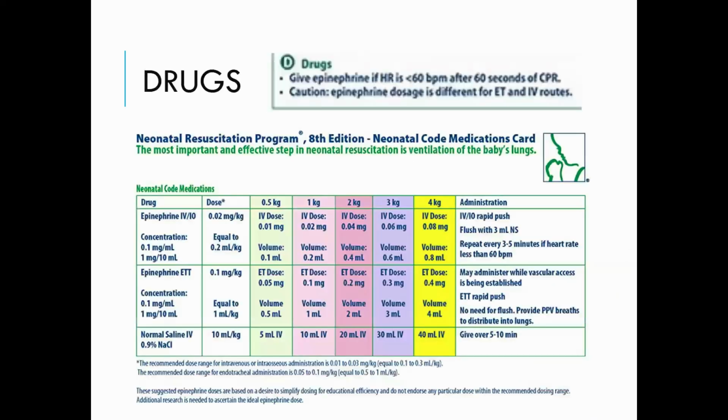Epi can be given every 3 to 5 minutes as deemed necessary. And then again, you don't need to memorize the doses. It's all available to you on the chart. All the doses are outlined very nicely depending on the route that you're going to give it. You can give it IV or IO if you have those accesses established. If not, you can always give medications through the ET tube as well. And the doses for the ET tube are written here as well.